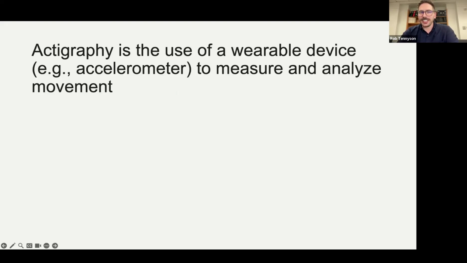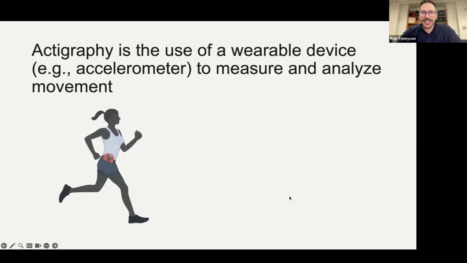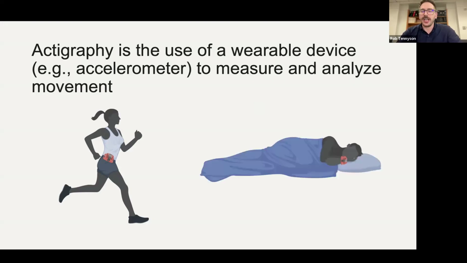As a quick definition, actigraphy is generally just the use of a wearable device, so the accelerometer, to measure and analyze movement. We usually use it to measure someone's physical activity, so how long you're spending in exercise, how long you're spending in sedentary behavior, and also sleep studies will often use this.